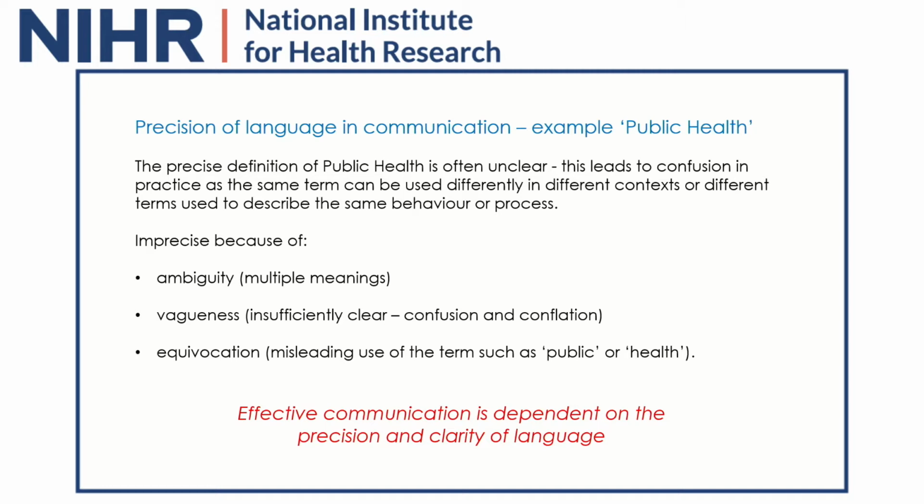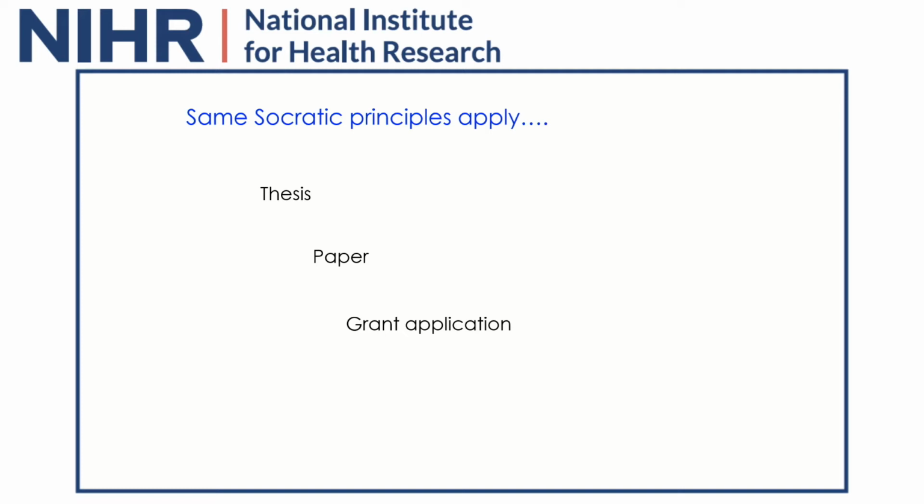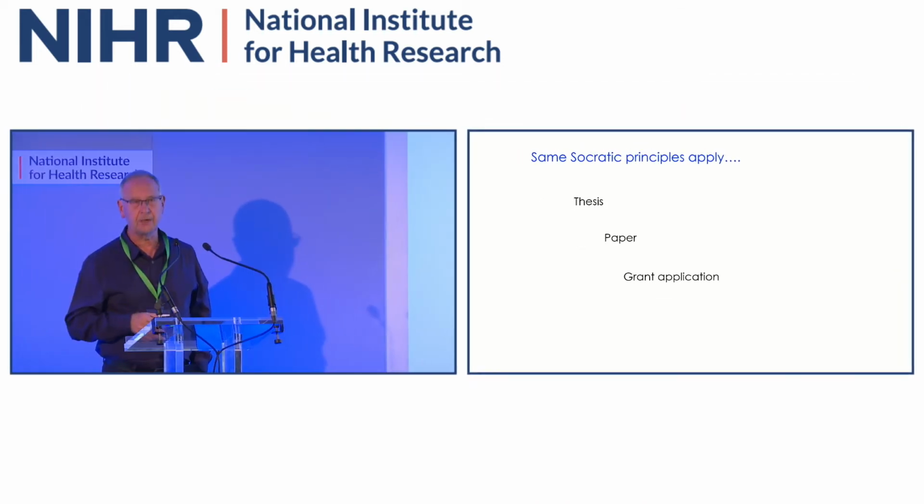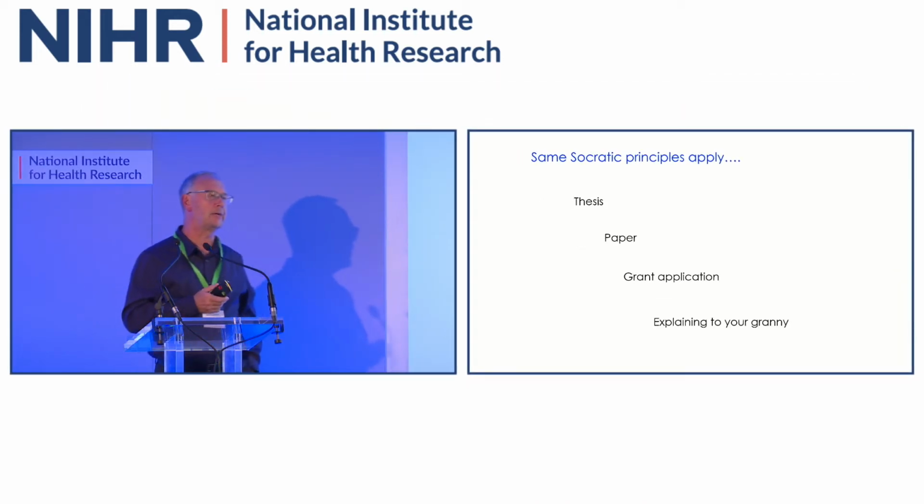I'm not here to tell you how to do English, but I am making a plea to you, please be precise in what you say, and when you write it down, make sure it's correct. And by correct, I mean it's not ambiguous, it's not vague, and it's not equivocal. And if you do that, it will make sense to the reader. And effective communication is totally dependent upon precision and clarity of language. And the same Socratic principles apply whether it's your thesis, whether it's a paper, or whether it's a grant application. And I'd even go further and say when you're explaining to your granny.